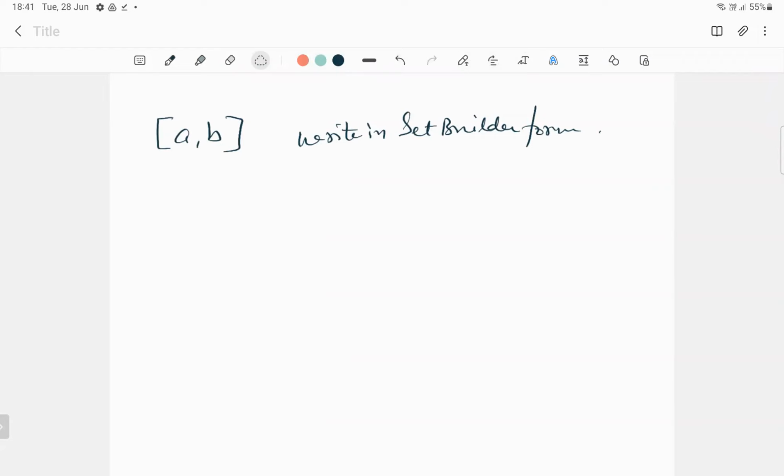I'm giving you an interval. Okay, this is the interval. That's how we learned yesterday to write an interval, right? This is a closed interval, which means we are including A as well as B.